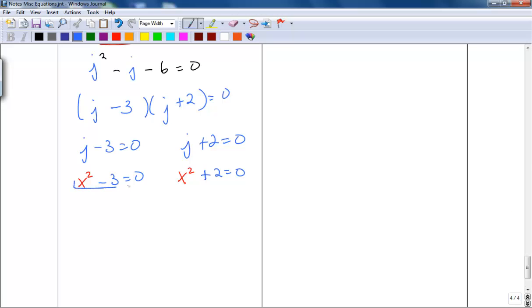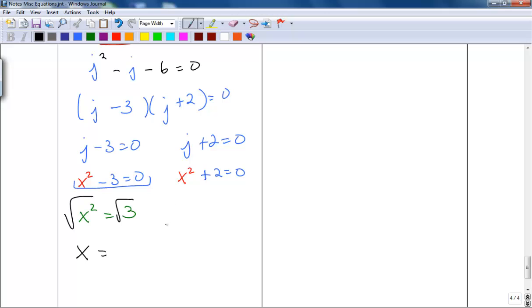Well, this is a binomial. Does it have a GCF? No. Well, how could I solve this? Well, I can do this by extraction of roots, right? So I'm going to isolate my x squared. So x squared is equal to 3. Then I can take the square root of both sides. So the square root of x squared is just x.